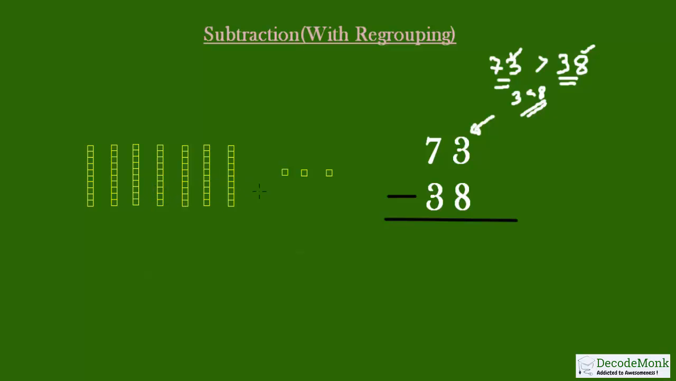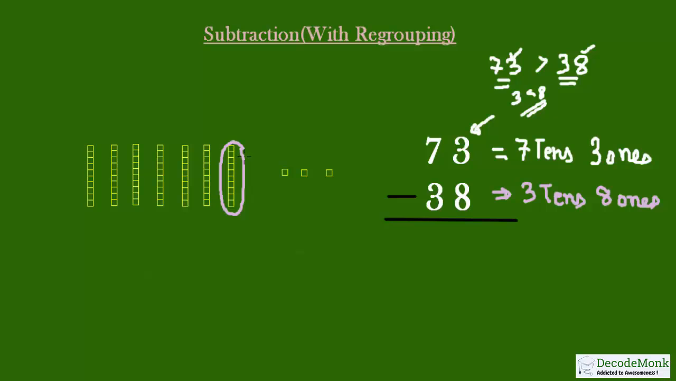Let me pictorially define this minuend, that is 7 tens and 3 ones. On the other hand, the subtrahend means 3 tens and 8 ones. To solve a problem like this, what do we do? We can borrow 1 ten from the tens place to the ones or units place. So this will become 1 ten and 3, that is 13.